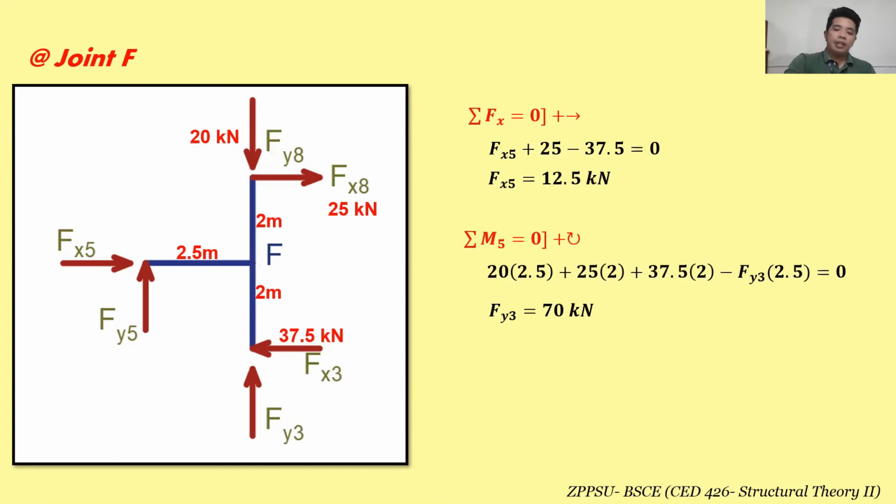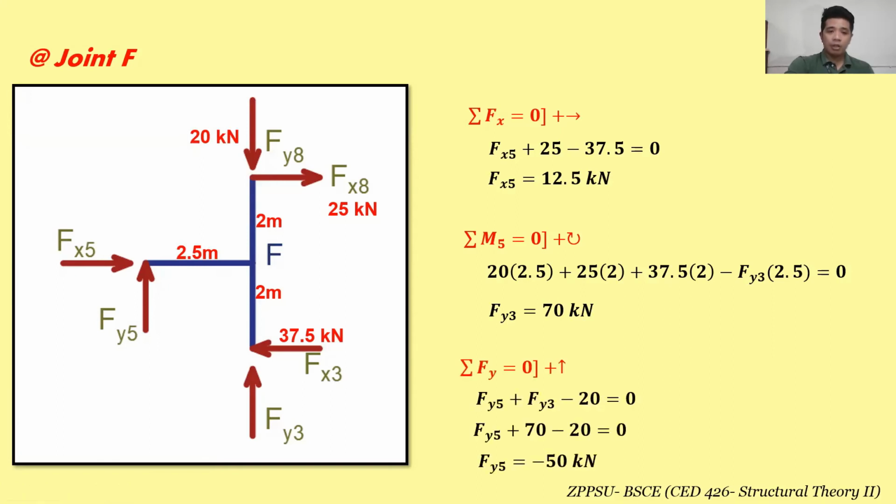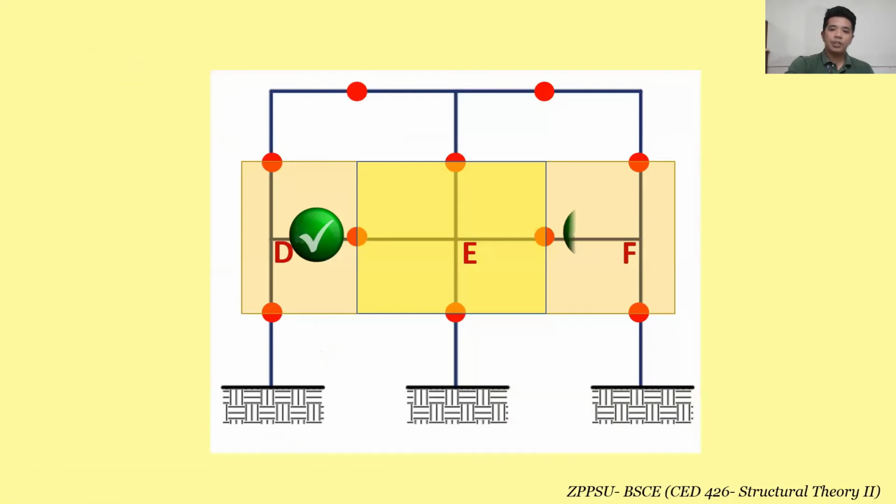So next, I sum up moments about point 5. Where's point 5 dito? So I took moment about this point, equal to 0. So 20 times 2.5 and so on and so forth. And it gave me Fy3 equals 70 kilonewtons. And lastly, I sum up forces along Y and it gave me Fy5 equals negative 50 kilonewtons. So tapos na ako dito.